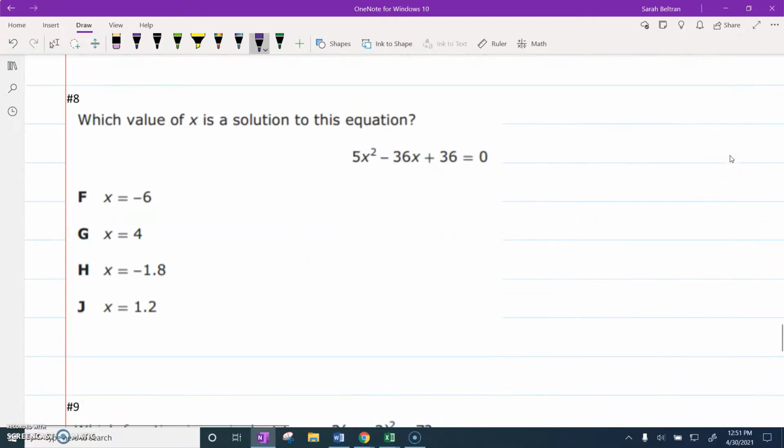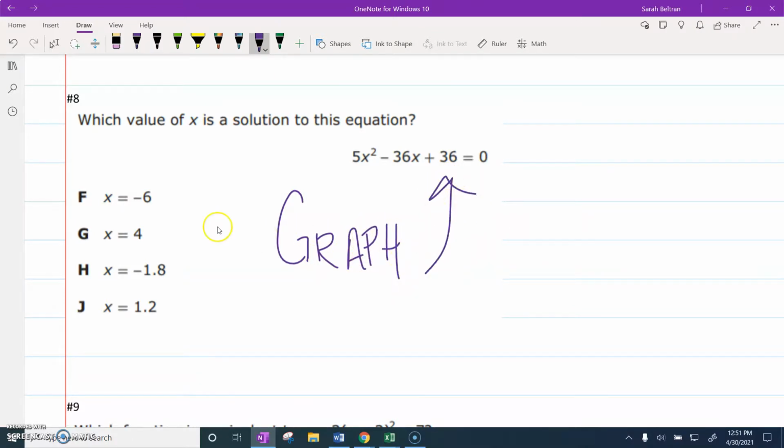All right, number 8, which value of x is a solution to this equation? Again, you are going to graph it. Graph these, all right? Everything we are doing today is parabolas or quadratic functions. Just graph this and figure out which of these is an x-intercept.